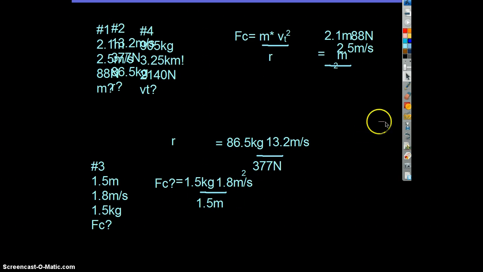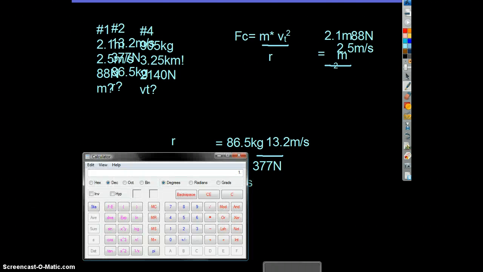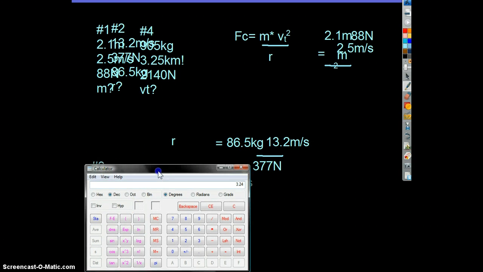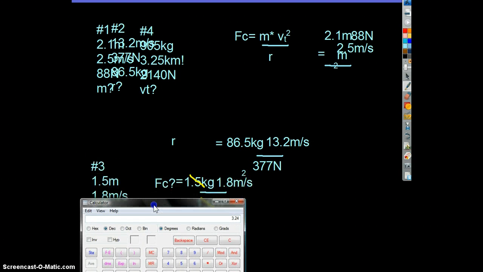There we go. Now when you're solving this, make it a little easier on yourself. Say, oh, 1.5, 1.5, no problem. So really I just got to take 1.8 squared, 1.8, and I square it. And my calculator is saying 3.24.